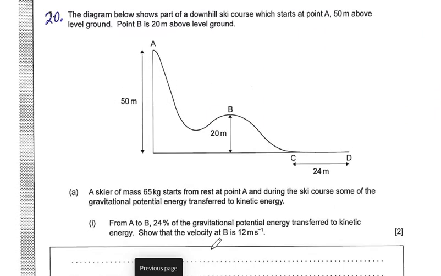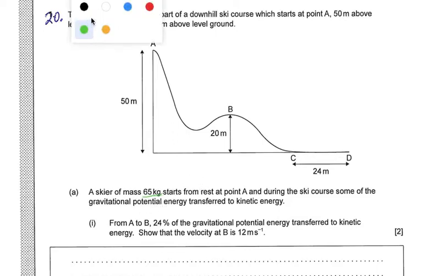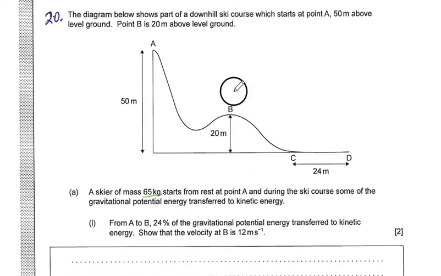Now we are looking at an energy conservation question on a roller coaster track. So it's a ski course. We have a point A, which is 50 meters above level ground. Point B, which is here. We have a mass of 65 kilograms. Now the question is asking us to calculate the velocity at B.